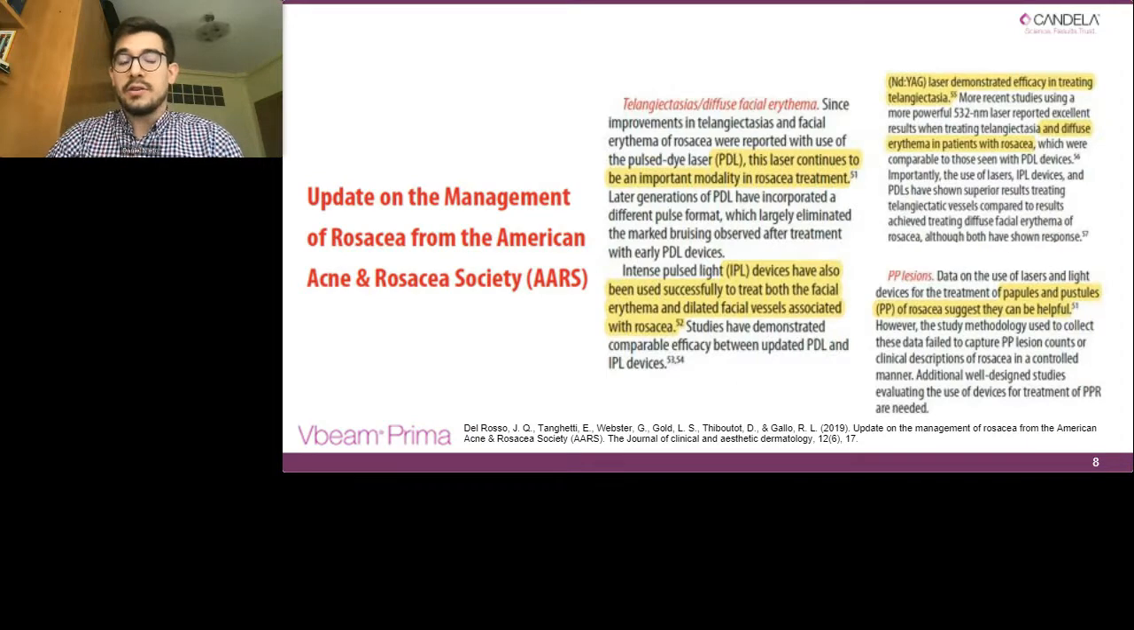Here you've got the use of lasers is so important when managing rosacea since the beginning of their use in the 80s, that most current guidelines include the PDL or Nd:YAG or IPL as a main pillar of treatment for this condition. For example, you have here the American Acne and Rosacea Society with its guidelines. They include the PDL as an important modality in rosacea treatments.